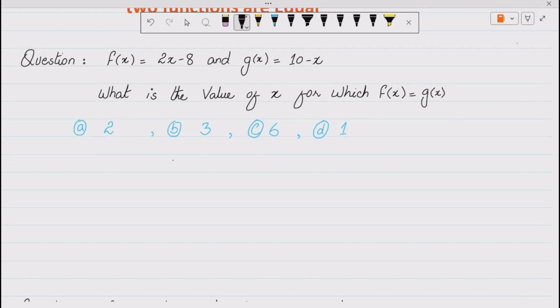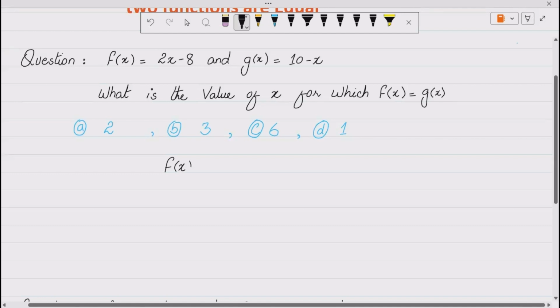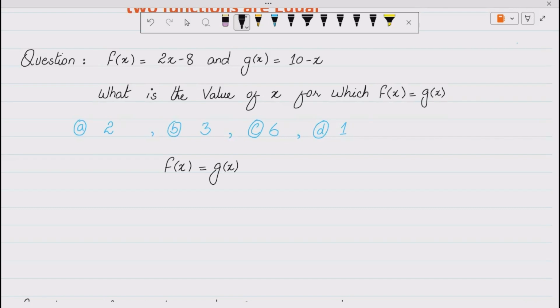For this, we first have to take our condition f of x equals g of x. After that, we have to replace the values of these functions. So 2x minus 8 equals 10 minus x. So now the next step is just an algebraic manipulation. So we take this minus x to the left hand side, it becomes plus x, and this minus 8 goes on the right hand side and becomes plus 8.